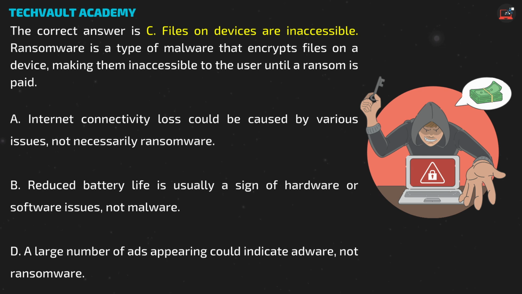The correct answer is C. Files on devices are inaccessible. Ransomware is a type of malware that encrypts files on a device, making them inaccessible to the user until a ransom is paid. A. Internet connectivity loss could be caused by various issues, not necessarily ransomware. B. Reduced battery life is usually a sign of hardware or software issues, not malware. D. A large number of ads appearing could indicate adware, not ransomware.